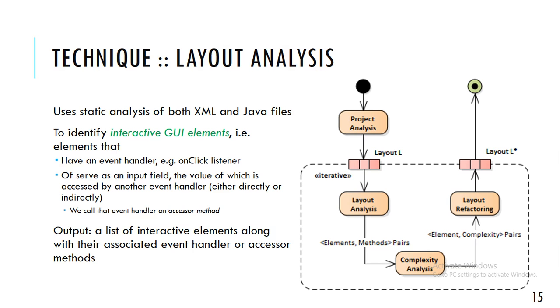In the next step, which is layout analysis, the goal is to identify the interactive GUI elements or widgets. These are the elements that either have an associated event handler, or they are input fields whose value is accessed and read in another event handler method. We call such an event handler method the accessor method. So the output of this step is the list of interactive elements along with their associated event handlers and accessor methods.